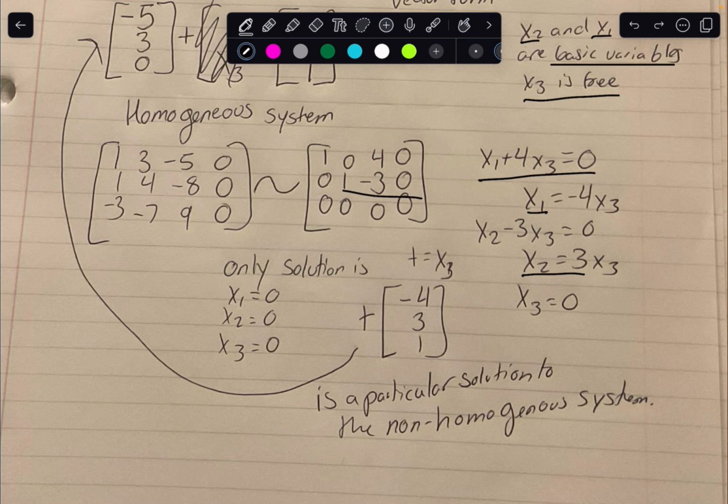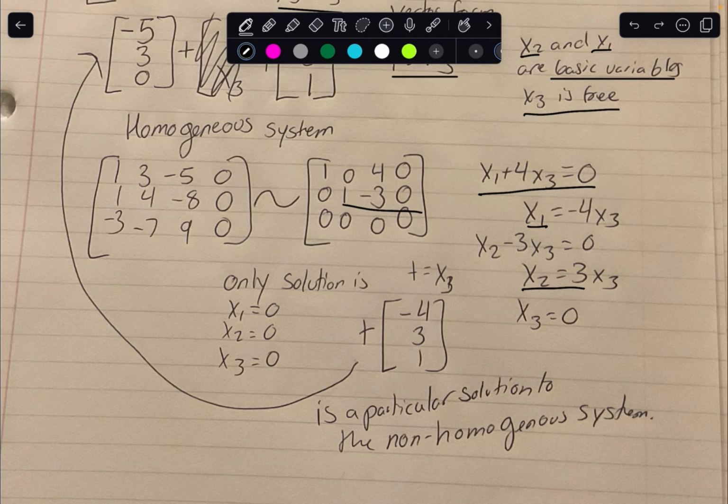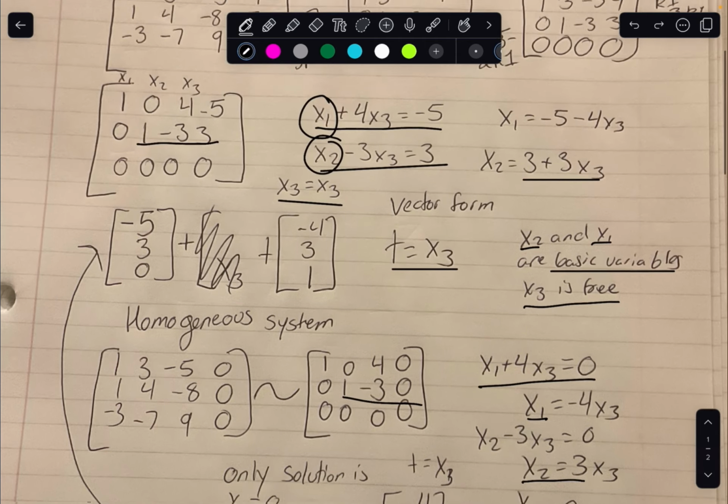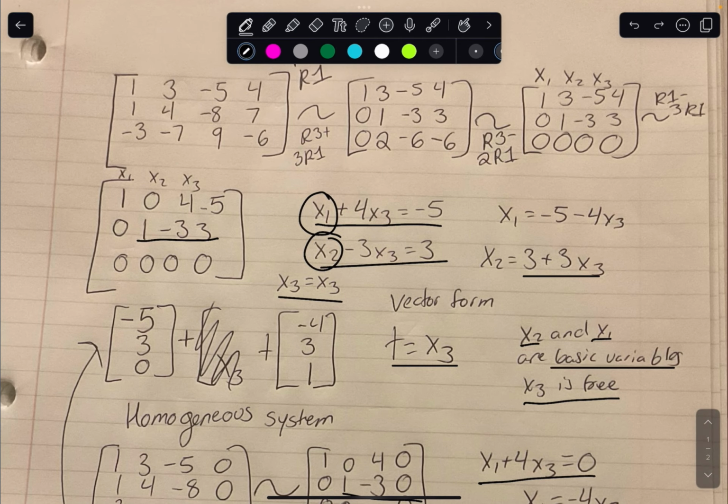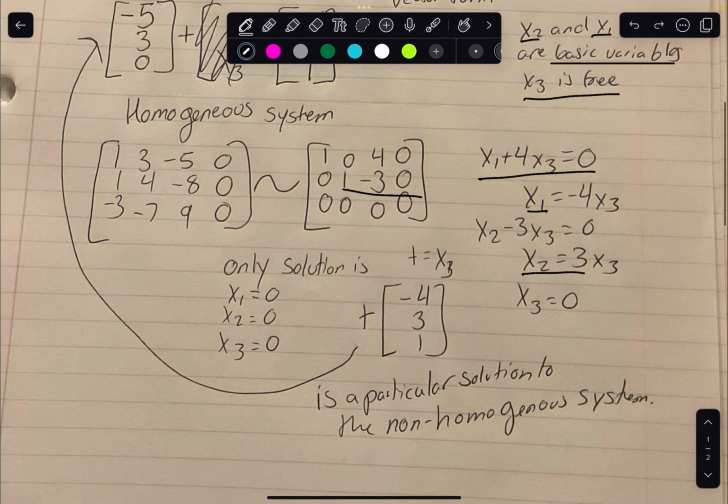But we found that this right here is kind of the solution, and then here is a particular solution, if that makes sense. My vector with the scalar t outside of it can be written as a particular solution to a non-homogeneous system, which will be shown geometrically.